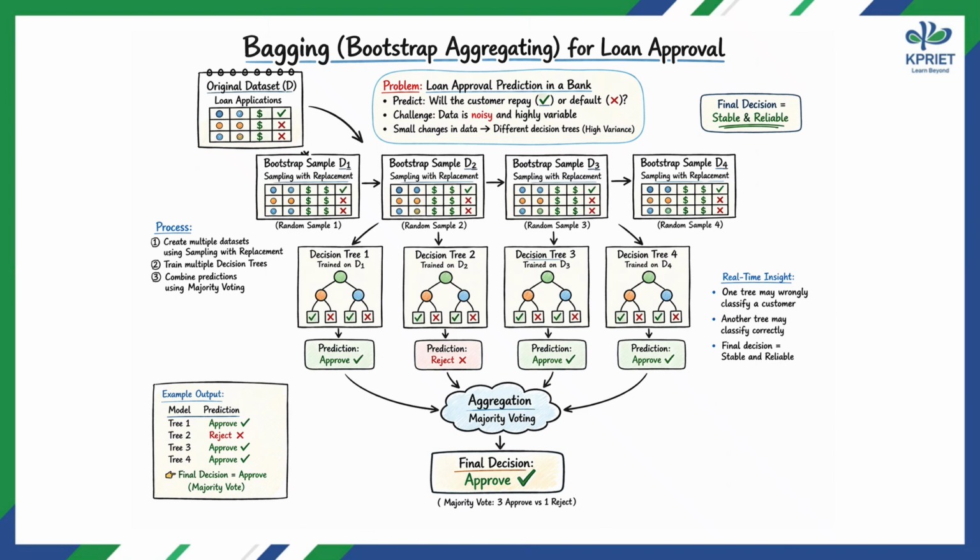Now your bootstrapped samples are entering decision trees 1, 2, 3 and 4, and the decision trees are giving you the final predictions. Out of this, 3 decision trees are giving the prediction as approved, and 1 decision tree is giving the prediction as rejected, and from the aggregation and majority voting the final decision is approved, because it is satisfying 3 categories out of 4. Only one is getting rejected. So one tree may wrongly classify a customer, but other trees are correctly classifying the customer. So the final decision is stable and reliable.